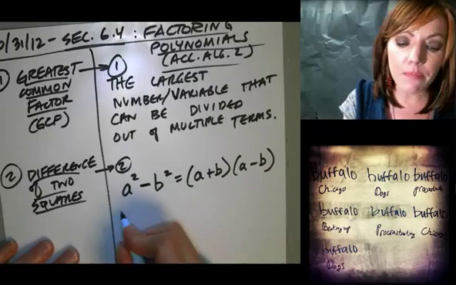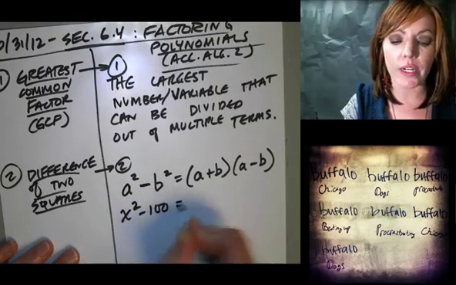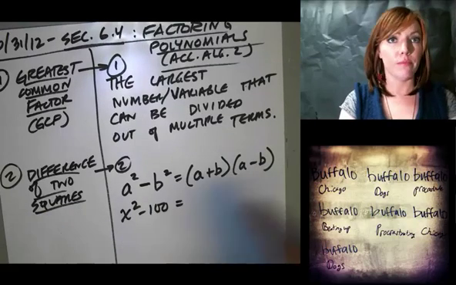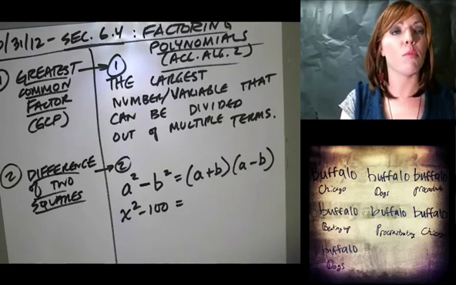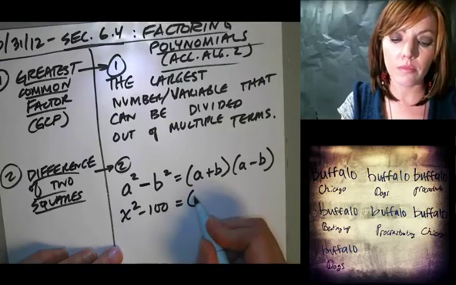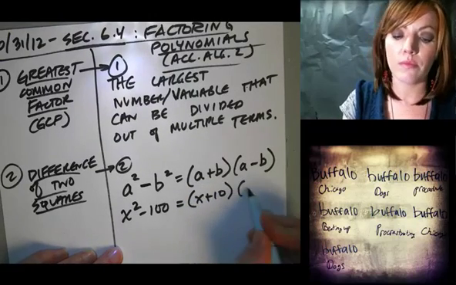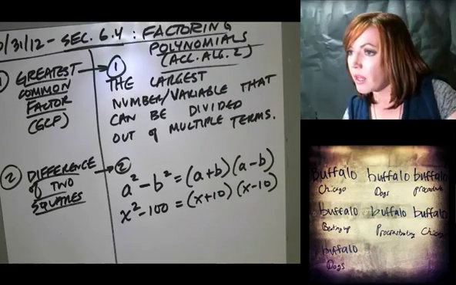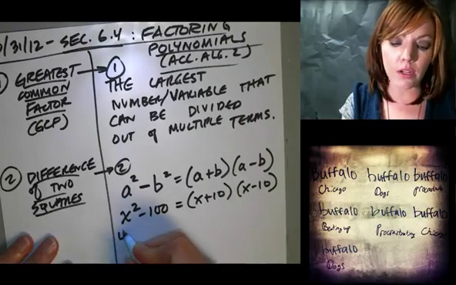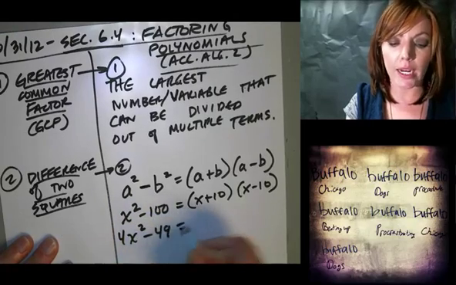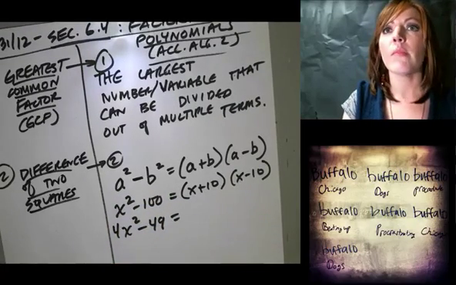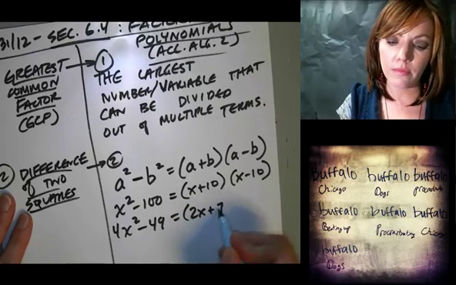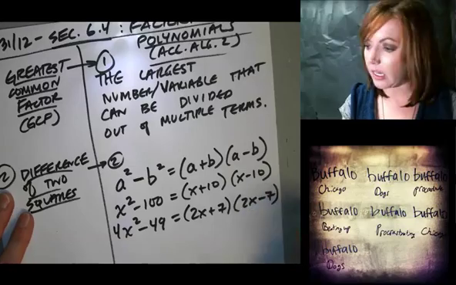If we have something like x squared minus 100, anyone want to take a guess at how that factors based on this rule? Rachel: Would it be x plus 10 times x minus 10? Excellent. Everybody give it up for Rachel. What if we have something like 4x squared minus 49? Marcy: Would it be 2x plus 7 and 2x minus 7? Excellent. Everybody give it up for Marcy.